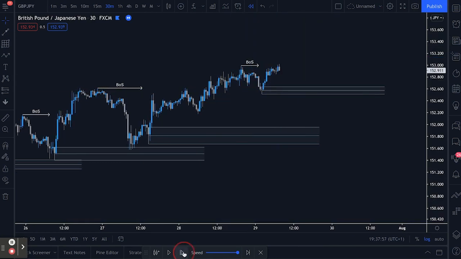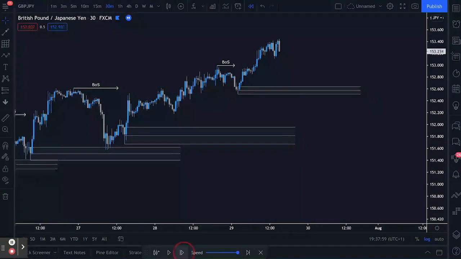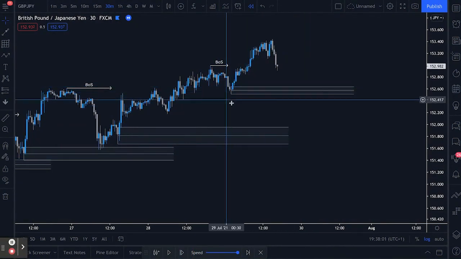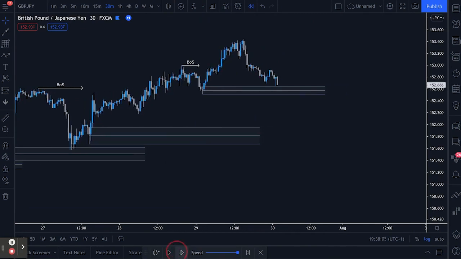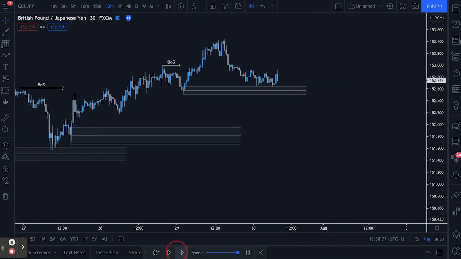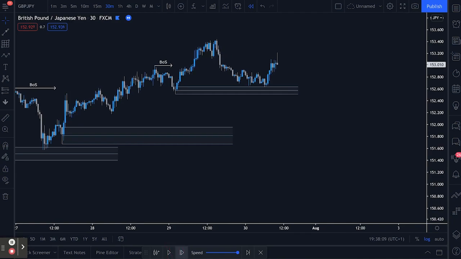So if we could go and break this structure, I'd be interested in then buying from this demand zone that we've just covered. So as we can see, we've had a bullish break of structure, making this the next significant swing low. So if the market comes down into this point, we are likely to get a bullish reaction. And as you can see, we trade into that zone and then we do indeed get a bullish reaction.